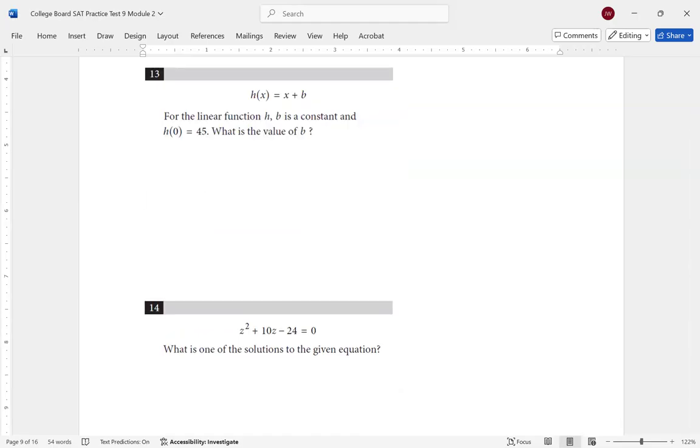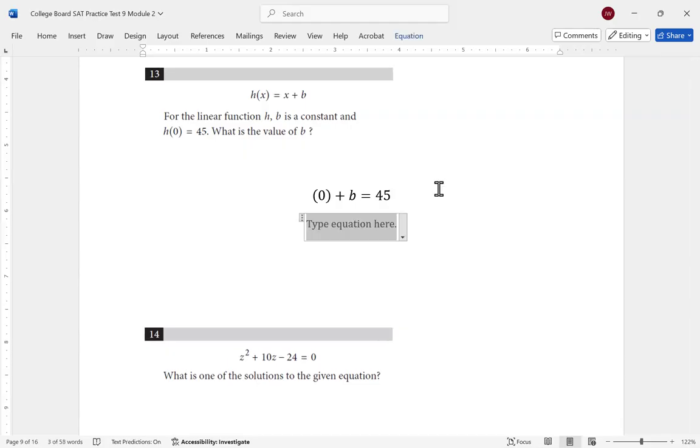Question 13. For the linear function h, b is a constant and h of 0 is equal to 45. What is the value of b? Well, if the output is 45 when we plug in a 0, I know that the output of this function is going to be x plus b. So if I plug in a 0 for x and add b, I end up with output 45. That's what h of 0 equals 45 tells me.